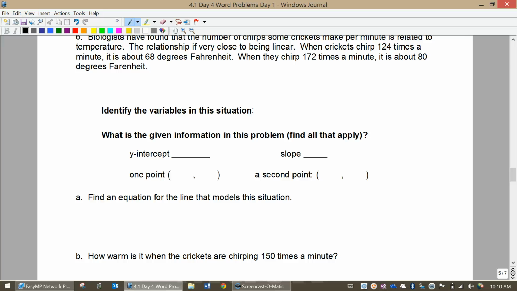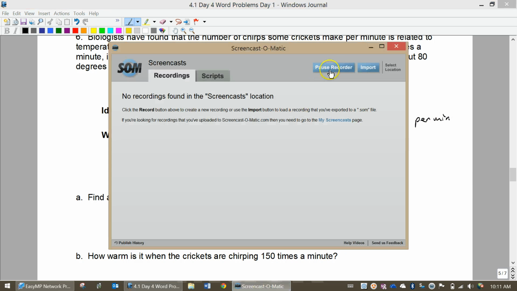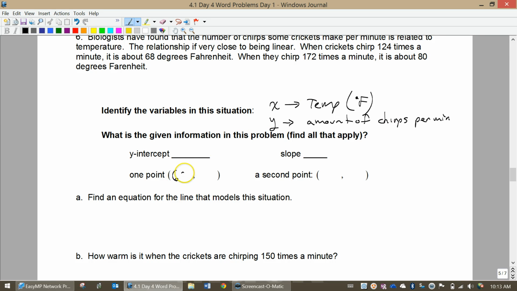That make sense? So the independent variable, the one that forces the change, the one that changes the other, is the temperature itself, not the chirps, because it would be silly for a bunch of crickets to make it really cold or really hot outside. That just doesn't make sense when you talk through it. So our X in this scenario is the temp, degrees Fahrenheit, and the Y is the amount of chirps per minute. Did y'all get that we're going to have 68, 124, and 80, 172?